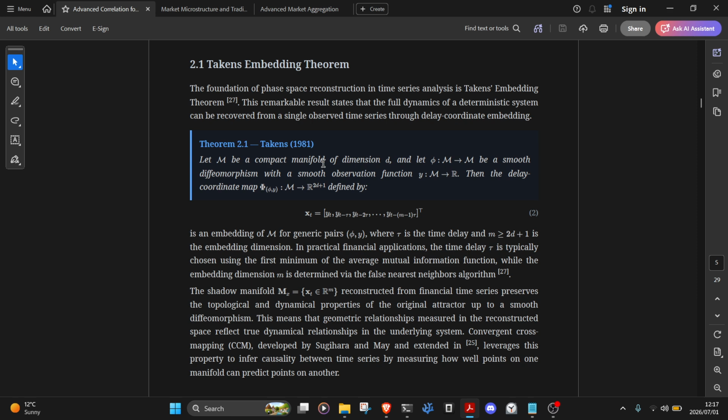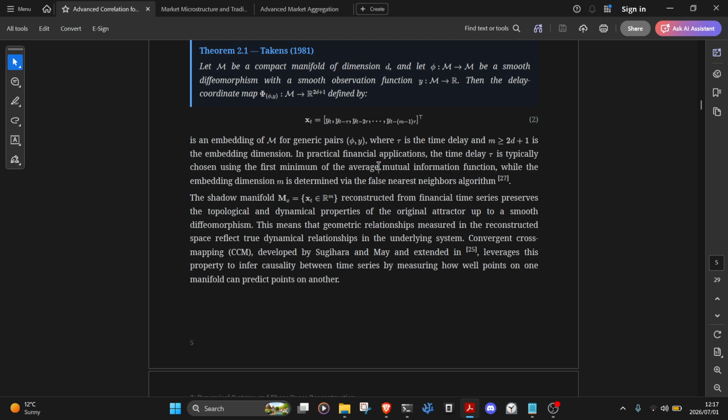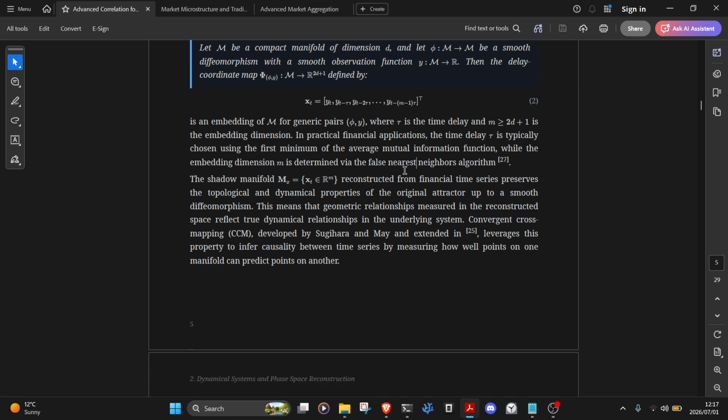In practical financial applications, the time delay tau is typically chosen using the first minimum of the average mutual information function. I was covering mutual information in my previous videos. Go check out one of my information theory videos, so I'm not going to really touch on that. While the embedding dimension m is determined via the false nearest neighbors algorithm.